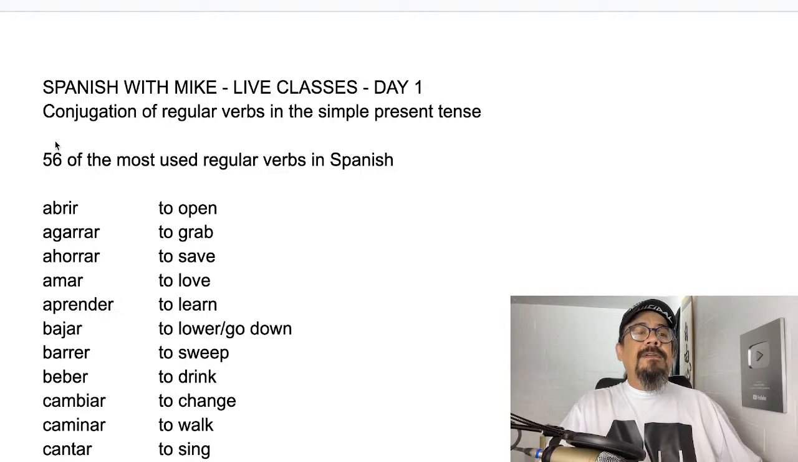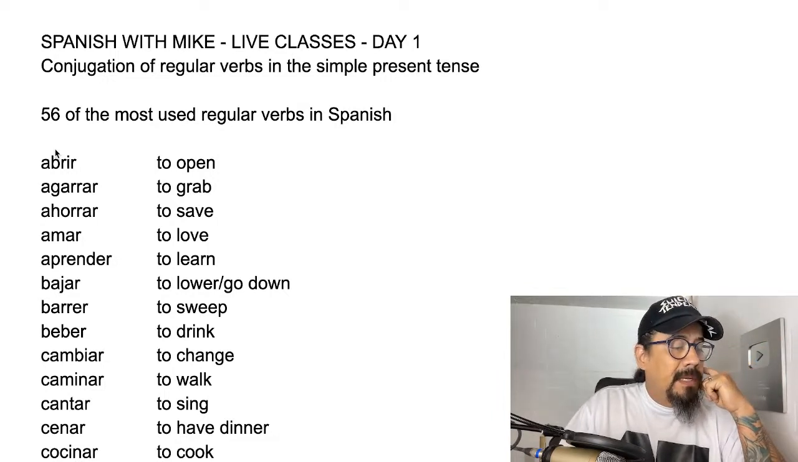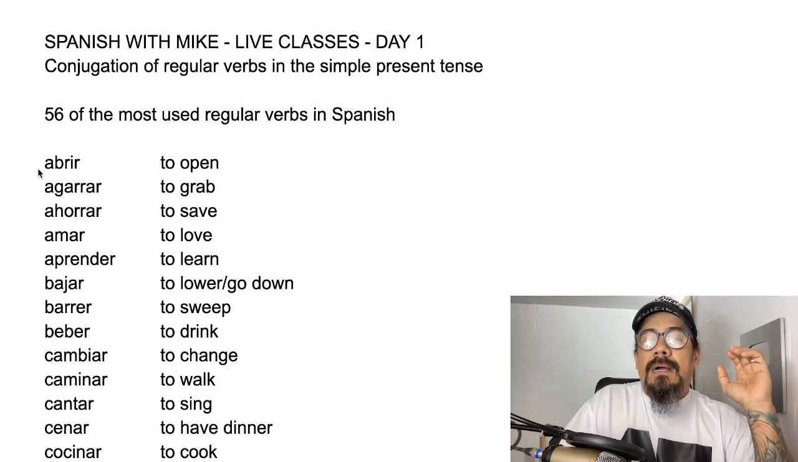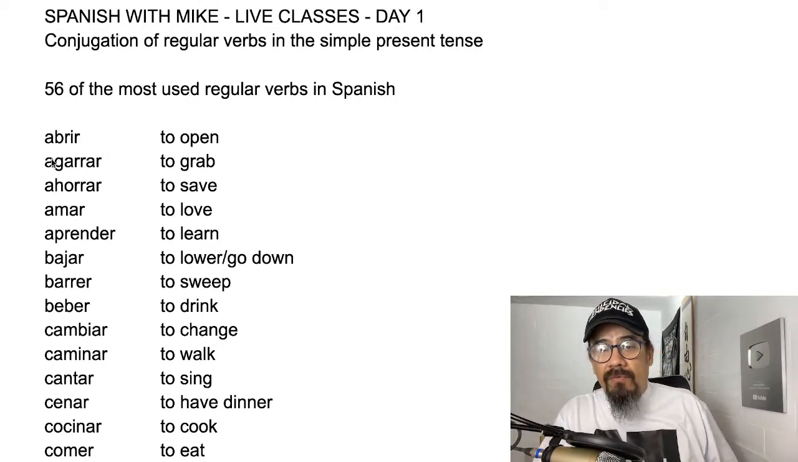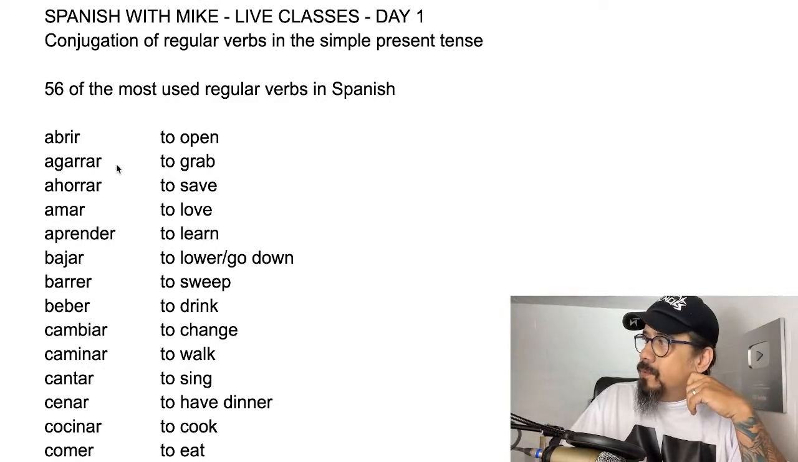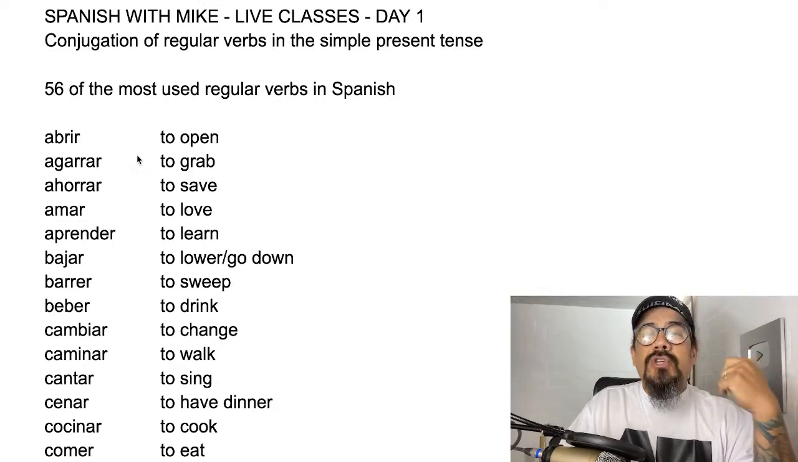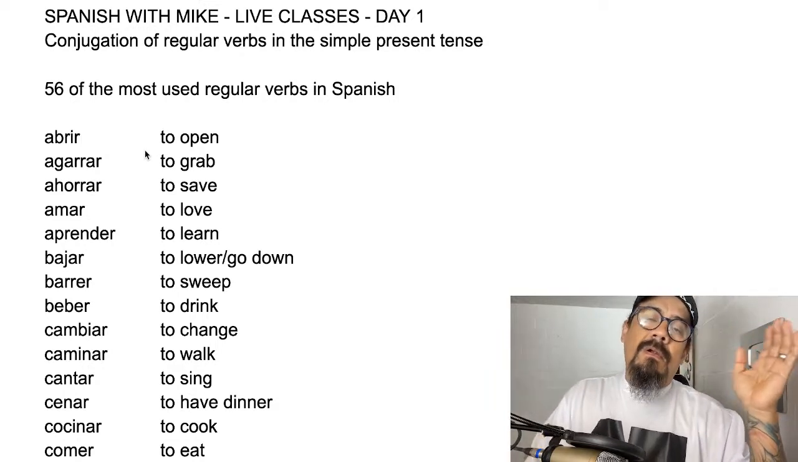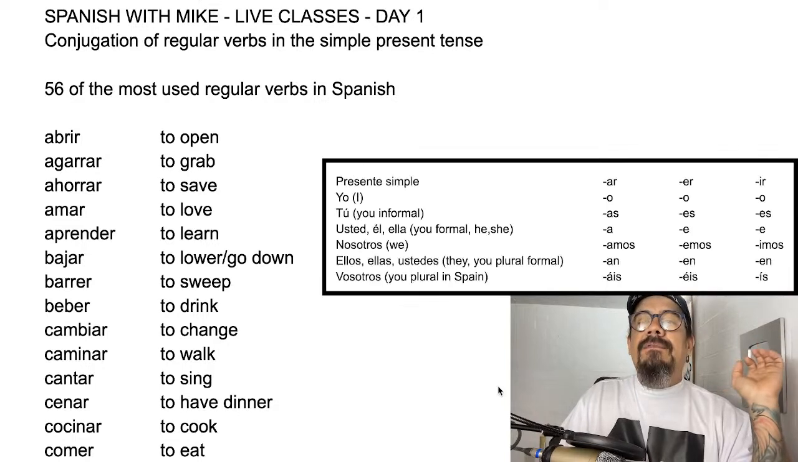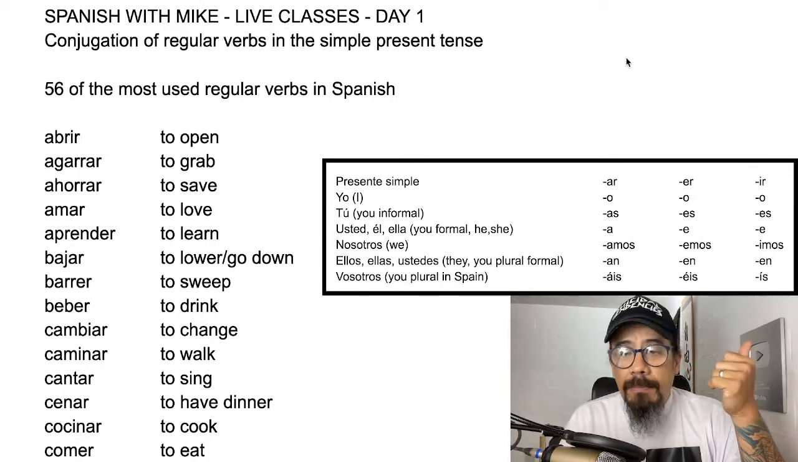So what I've done is, let me show you here real quick, give me just 1 second. What I have here is, I have 56 of the most used regular verbs in Spanish. So what's the idea? The idea is to start practicing the verb conjugation rules for regular verbs using, of course, these 56 regular verbs. We're going to have to build basic sentences, because right now the idea is for us to get used to the conjugation. That's basically it. And the rules. The rules are pretty much easy. And as I told you before, I have here the table with the rules. The rules depend on the verb and, of course, the subject.